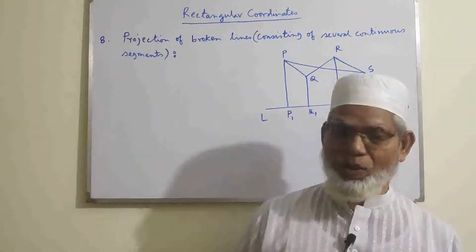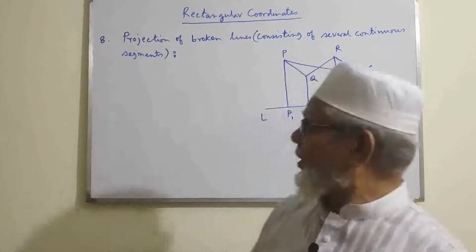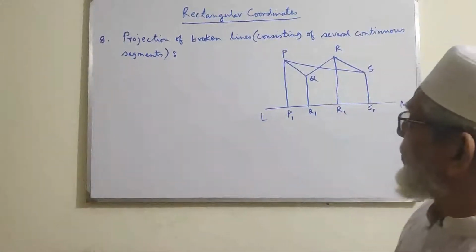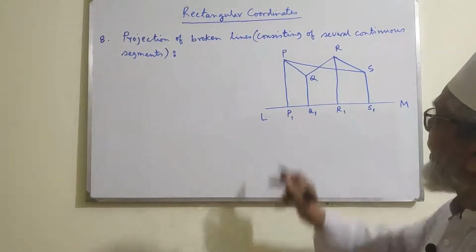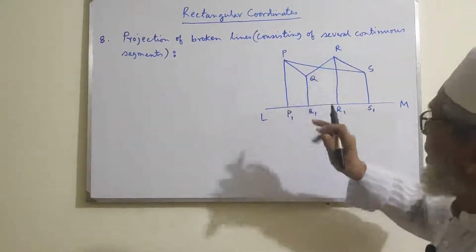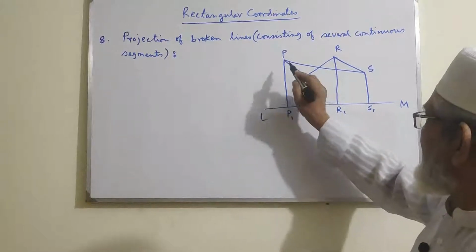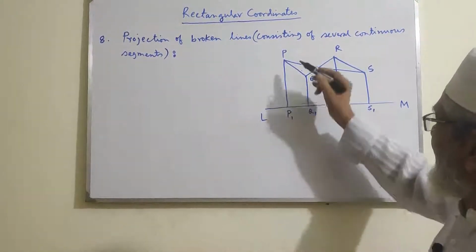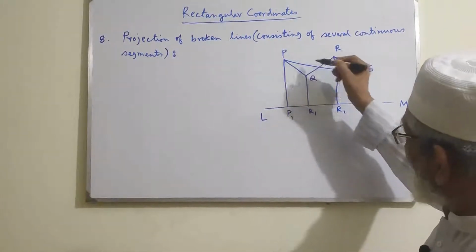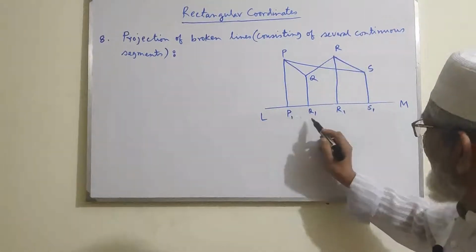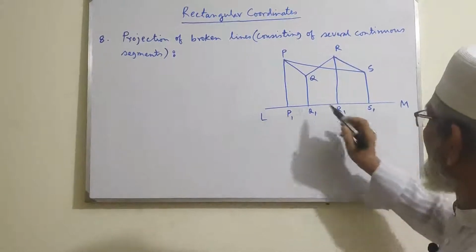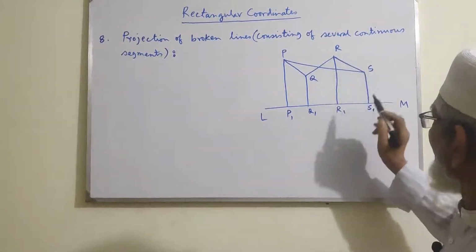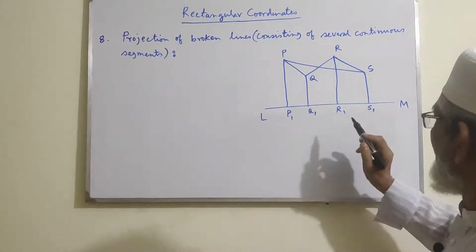আমরা rectangular coordinates chapter এর article number 8 শুরু করতেছি, which is projection of broken lines, that is consisting of several continuous segments. These segments are PQ, QR and RS. The projection of PQ is P1Q1 on the line LM. The projection of QR is Q1R1 and projection of RS is R1S1.